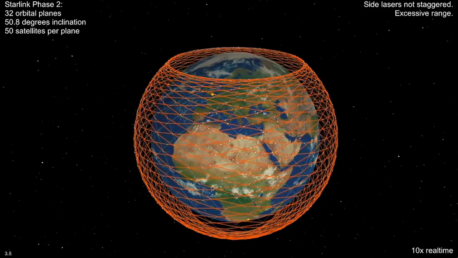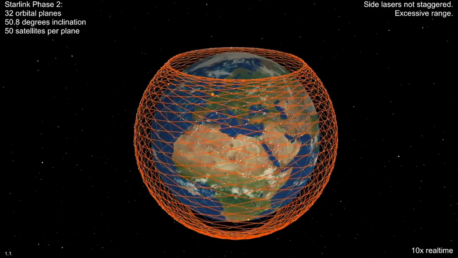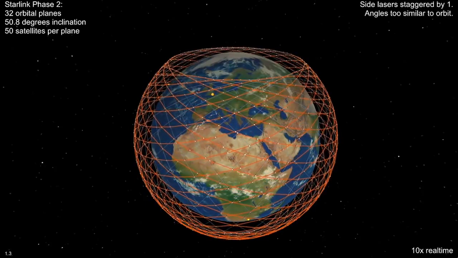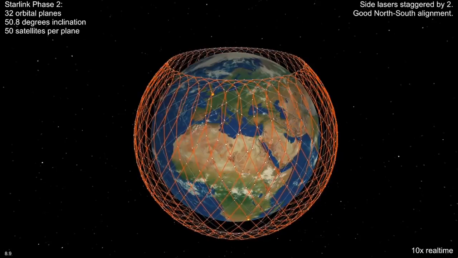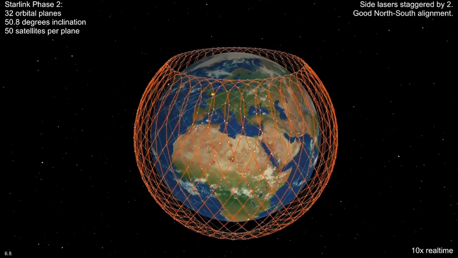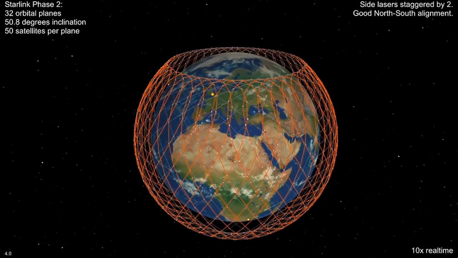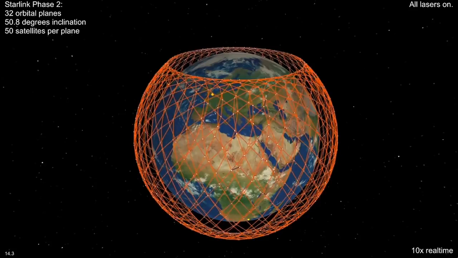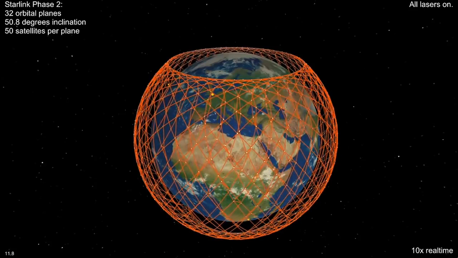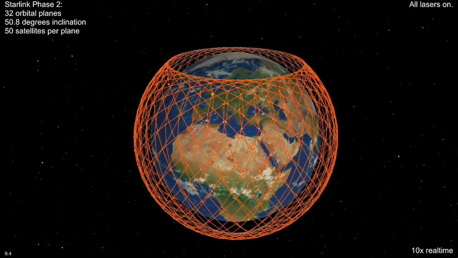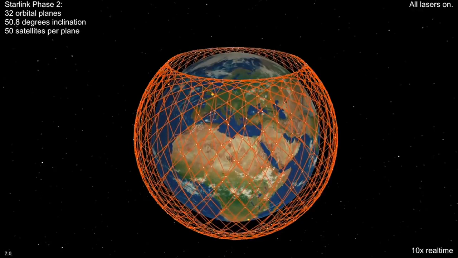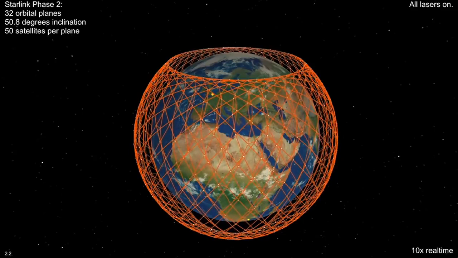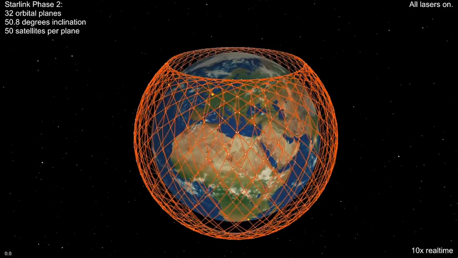Connecting to the equivalent satellite on the next orbital plane gives long links. Staggering the links by one doesn't add much we don't already have. Staggering the links by two gives pretty good north-south routing, at least at higher latitudes. Turning on all the lasers on these additional 1,600 satellites, we get links like this. Of course we wouldn't operate these by themselves, they operate along with all the Phase 1 satellites.